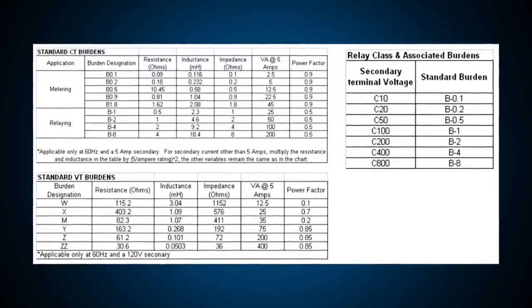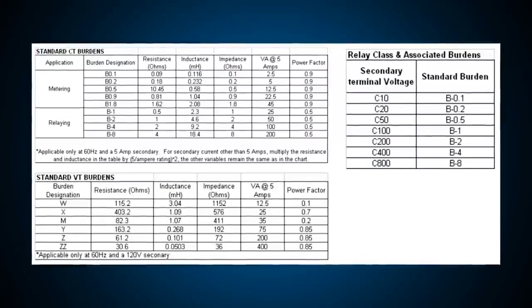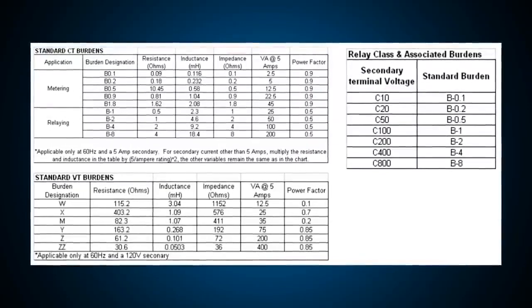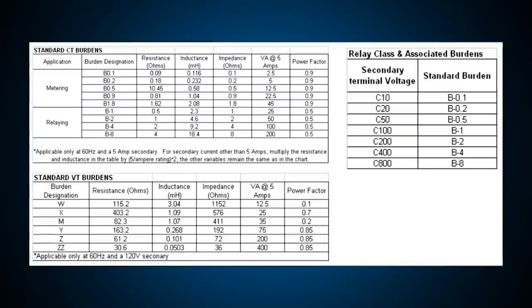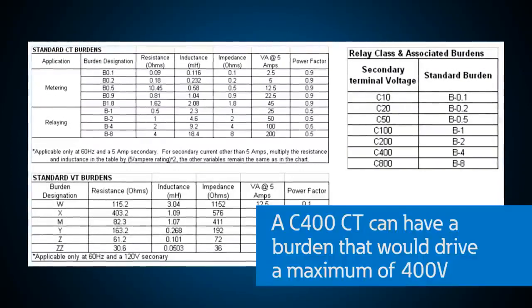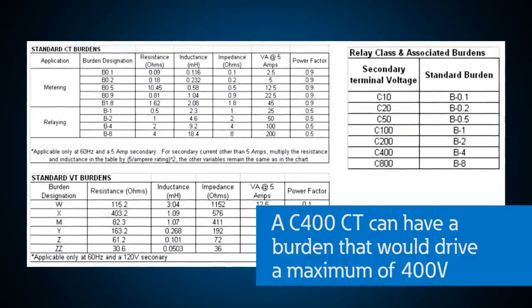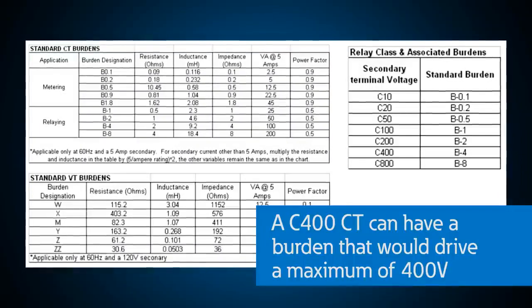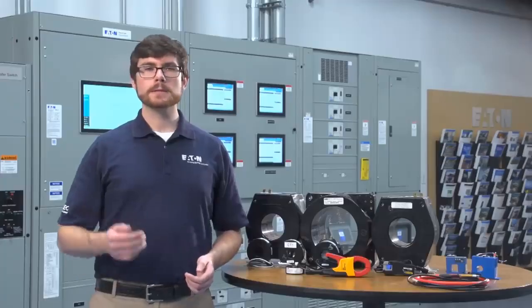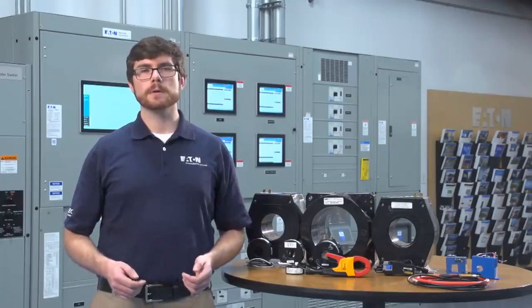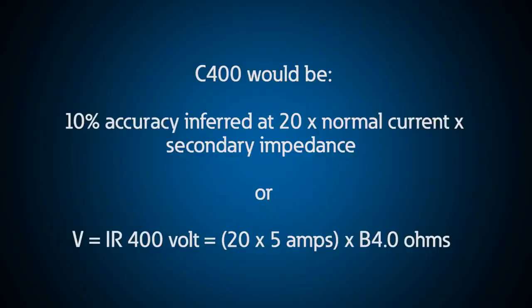In simple terms, this means that a CT with a higher rating can sustain more burden on the secondary without saturating. For example, a C400 current transformer can have a burden that would drive a maximum of 400 volts. Based on these tables, a C400 would have an error of no larger than 10% at 20 times normal secondary current with a secondary burden of 4 ohms.